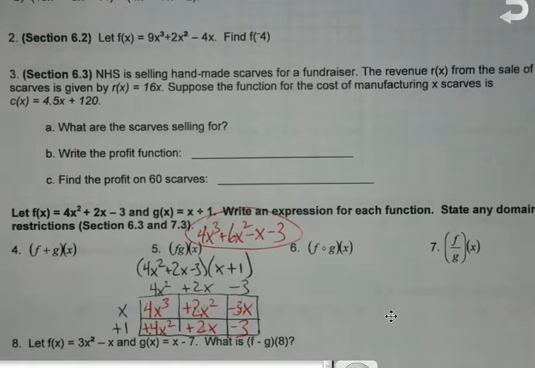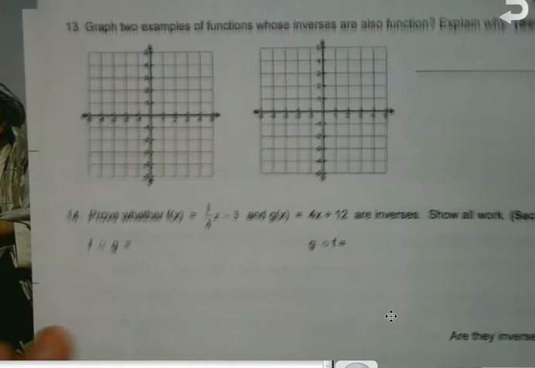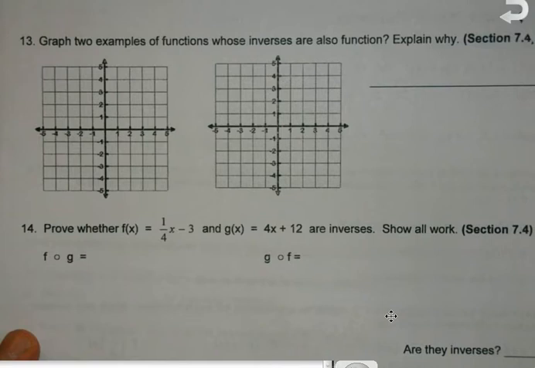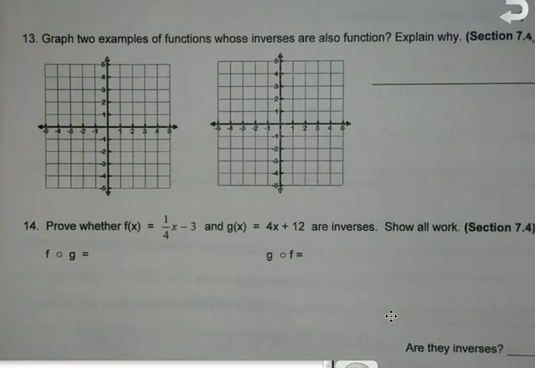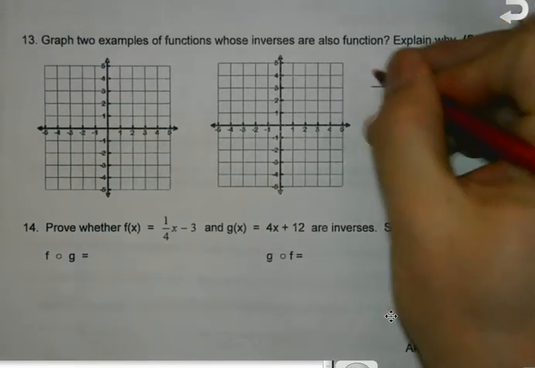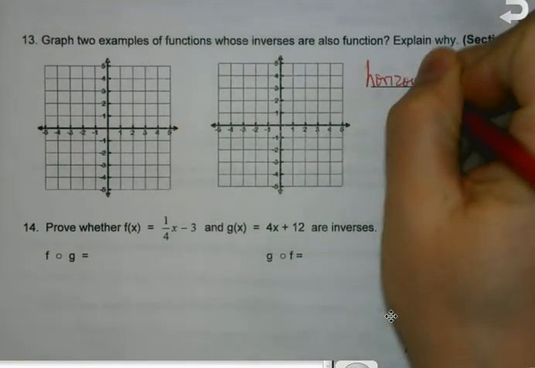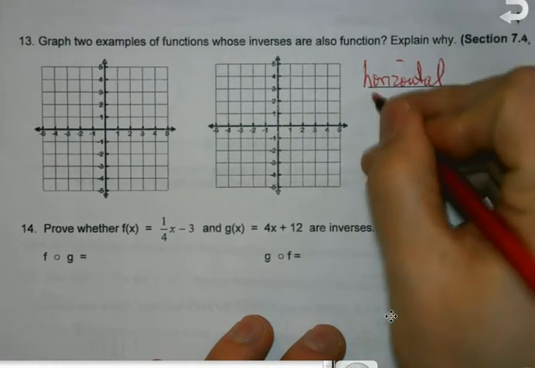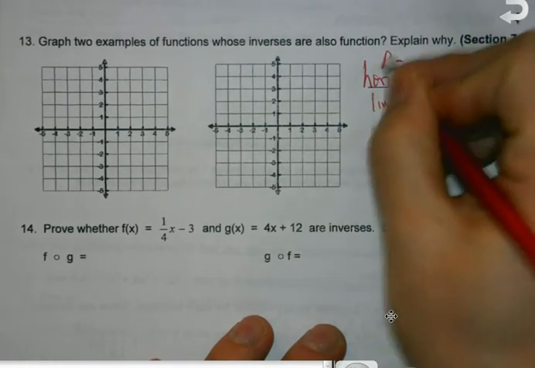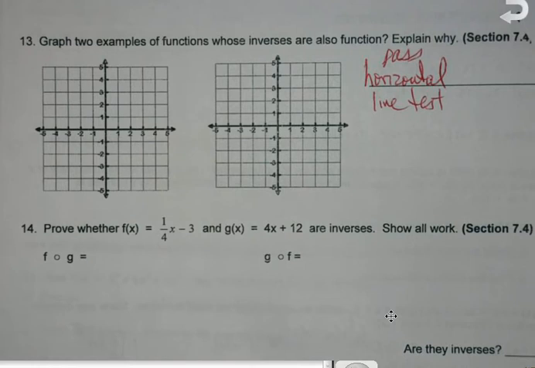I see number 13, Thursday. Okay. Graph 2 examples of functions whose inverses are also functions. What test do I have to be able to pass? The horizontal line test, okay? So I need to pass the horizontal line test. So can somebody kind of with their hands or with a finger drawing give me an idea of what type of a function might pass the horizontal line test?